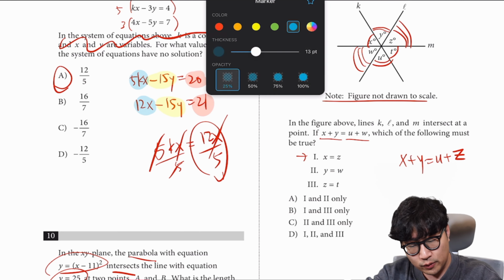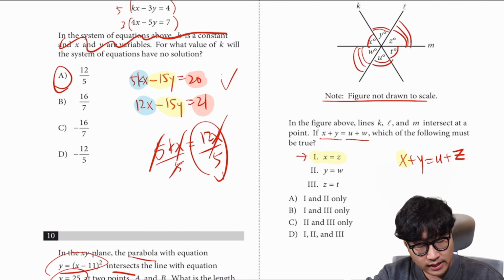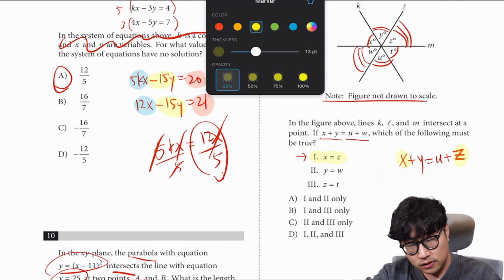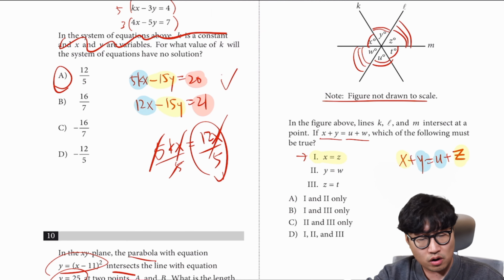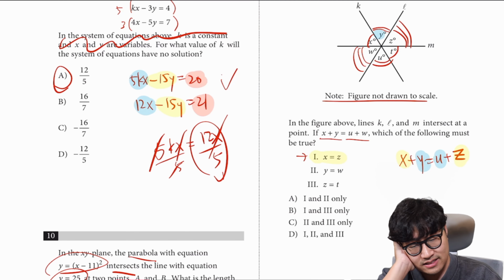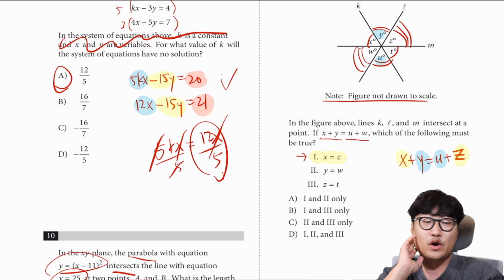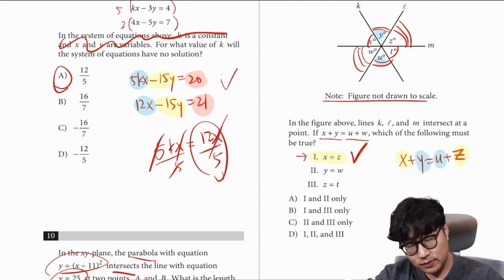So basically, if you want to prove that Roman number 1 is correct, meaning x and z are the same, then what you must prove is that y and u are the same. And are they? Indeed, because they're freaking vertical angles. So this one has to be true.